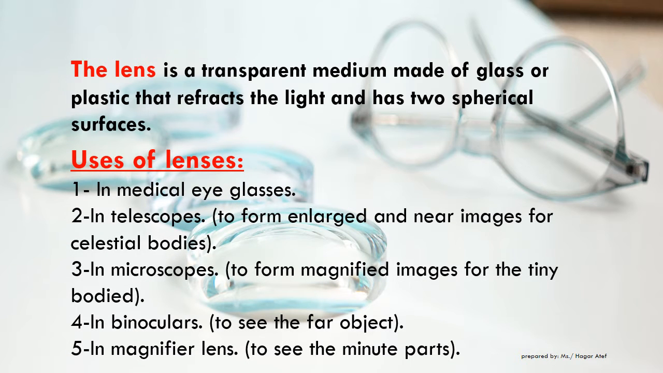Lenses are used in many fields as follows. Number 1, in medical eyeglasses. Number 2, in telescopes to form enlarged and near images for celestial bodies. Number 3, in microscopes to form magnified images for tiny bodies. Number 4, in binoculars to see far objects. Number 5, in magnifier lenses to see minute parts.